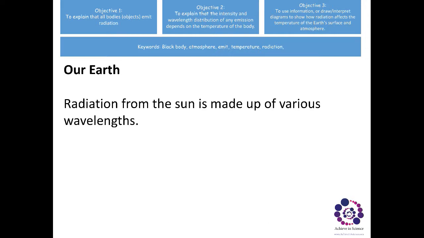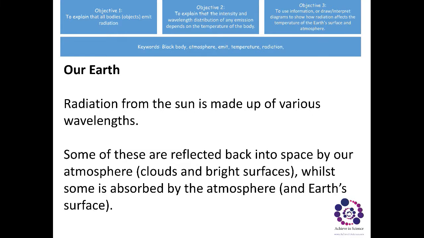On Earth then, this is important, because we receive radiation from the sun in various wavelengths. Some of this radiation is reflected back into space by our atmosphere, our clouds and bright surfaces, while some of it is absorbed by our atmosphere and the Earth's surface.